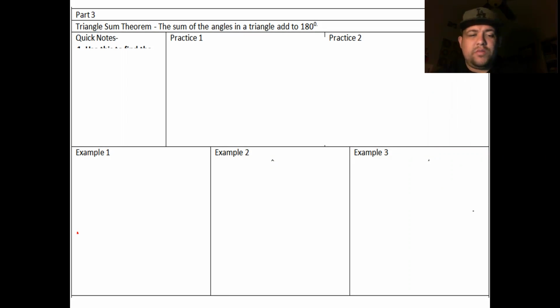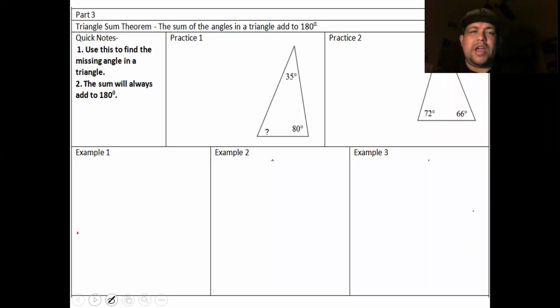So here we go. Right in front of you, we have the triangle sum theorem, where the sum of the angles inside of a triangle will always add up to 180. We've done plenty of practice with these. You will have these on your test. Looking at these, my quick notes that I always want to remember is that we can use it to find the missing angle inside of a triangle, and the sum will always add up to 180.